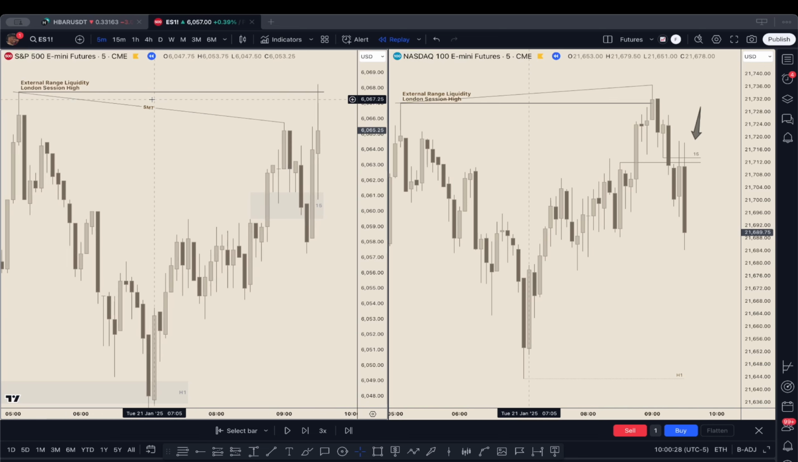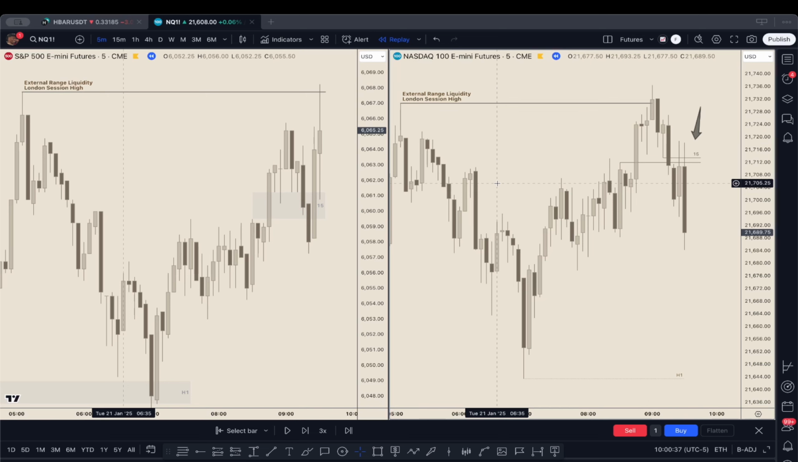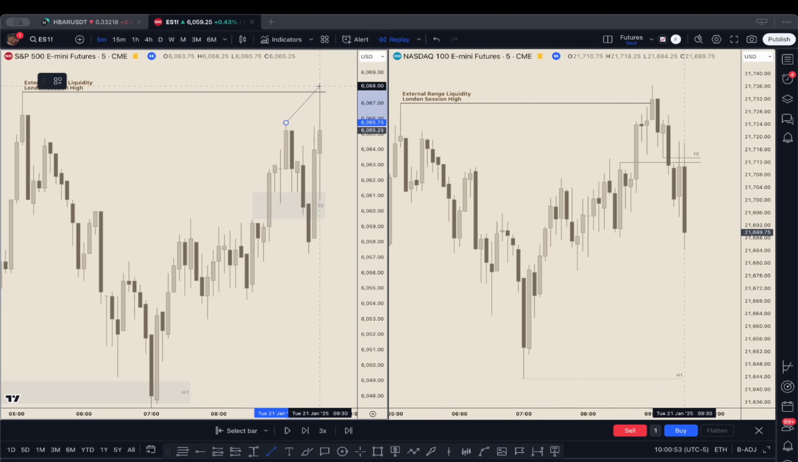In the recording, you'll see me delete this line here and the one on Nasdaq, because now both markets have taken out London high, but there was still some divergence. The divergence was between the 15-minute external liquidity at 9 a.m. and current price at 9:30 a.m., and you'll see me mark that out here.